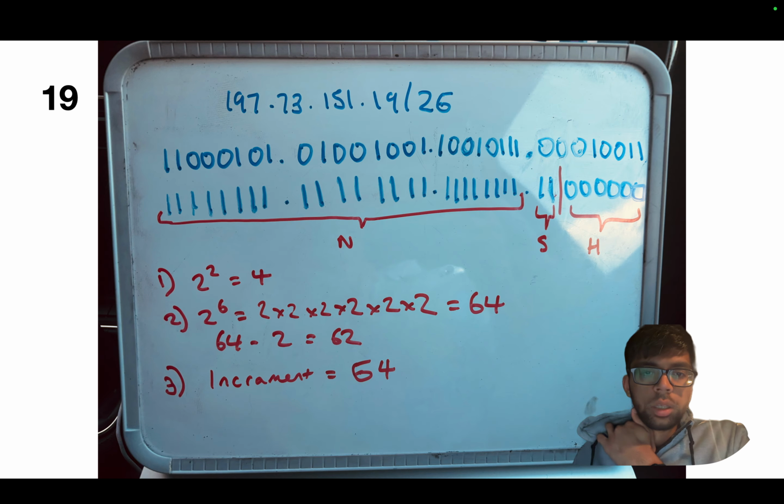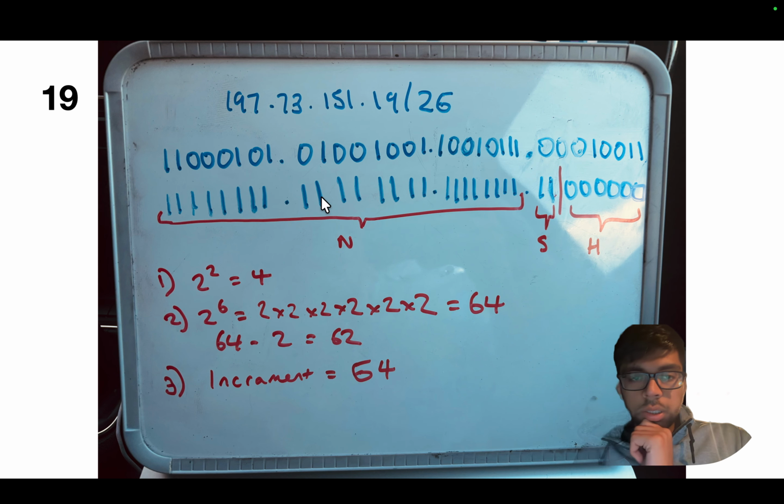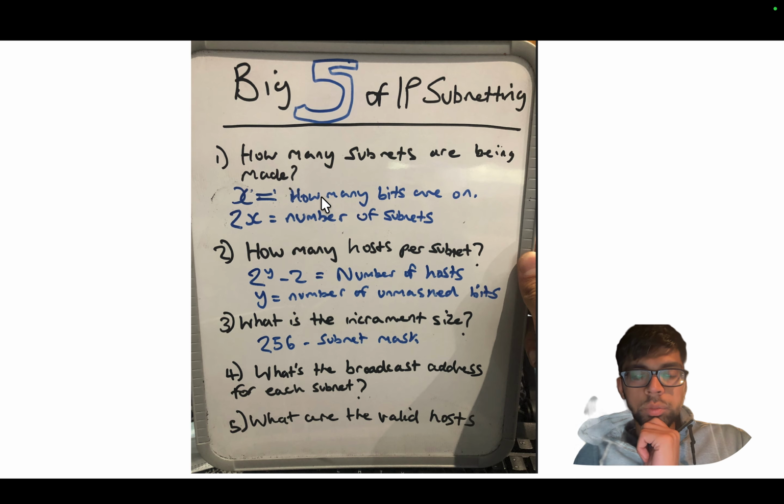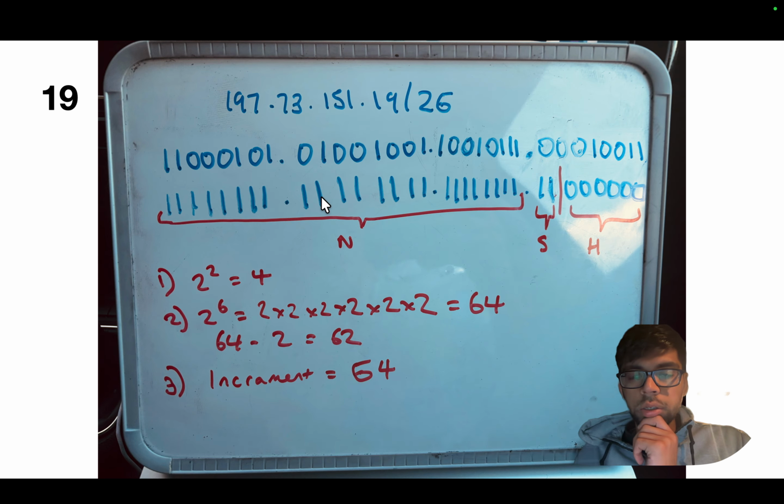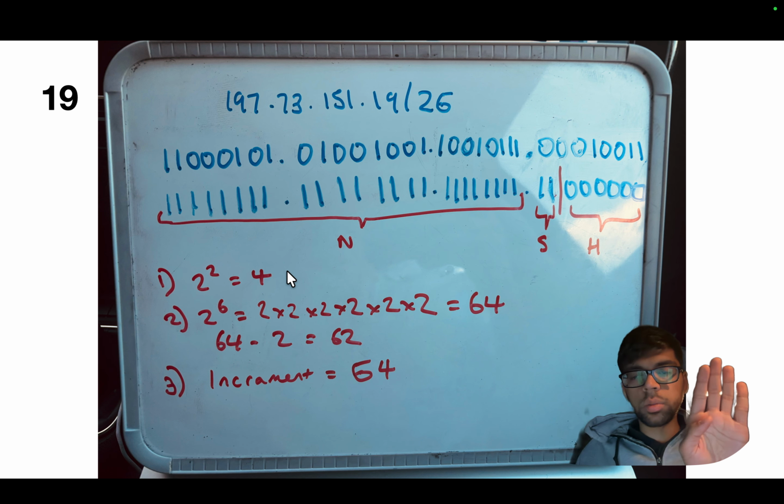So we need to look at how many bits we have in the subnet portion to know how many subnets are being created. Here we've got 2 to the power of 2, which gives us 4, because there's 2 bits on in the subnet portion. That's where we're getting 2 from. 2 to the power of 2 is 4, so we've got 4 subnets being created.